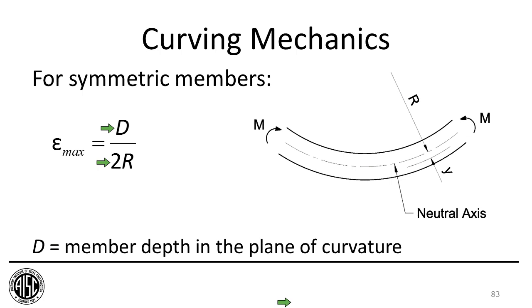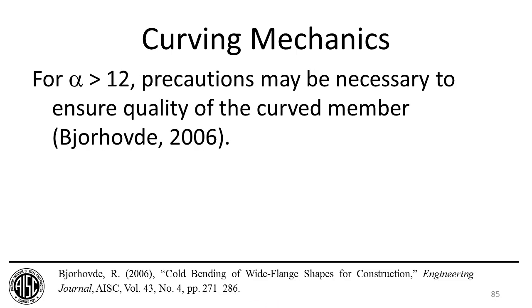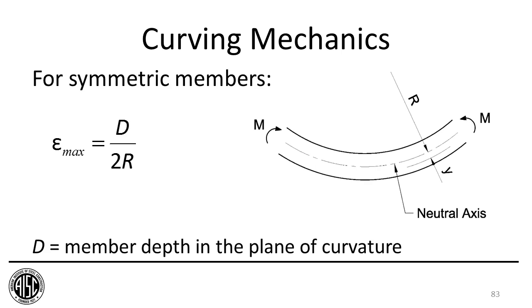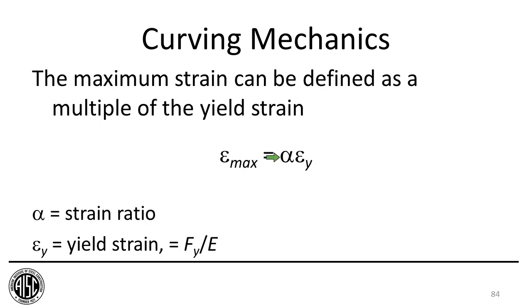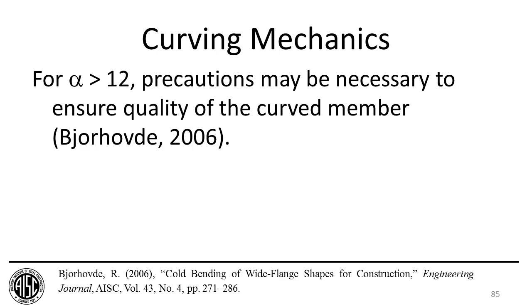All right, so if this starts sounding like it's getting a little too theoretical, the reason that we're doing this is because we have this alpha. We can also define the maximum strain using this alpha. And alpha is the strain ratio. So the maximum strain is going to be alpha times the yield strain, which is the yield stress divided by the modulus of elasticity. Okay, so if you set that equation on the previous slide equal to this equation, if we know the radius and we know the member size, we know the yield strength, which we should all have that information even in the preliminary stages of design, we can solve for alpha. Okay? So for each member that's curved to a certain radius, we know what alpha is.